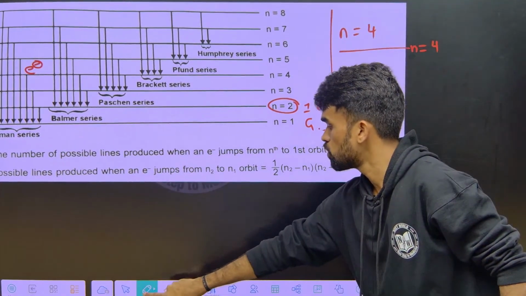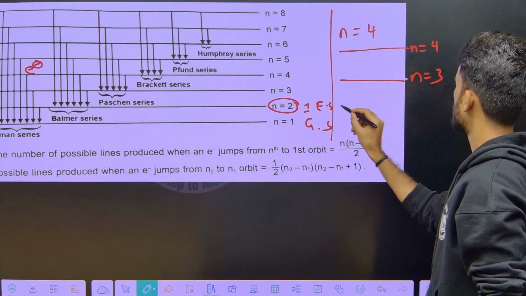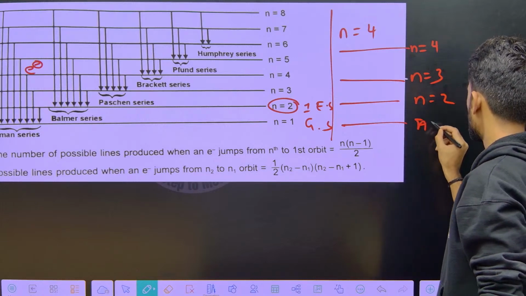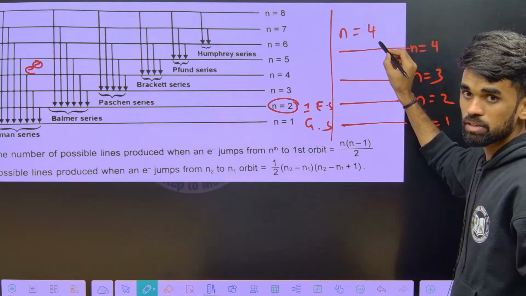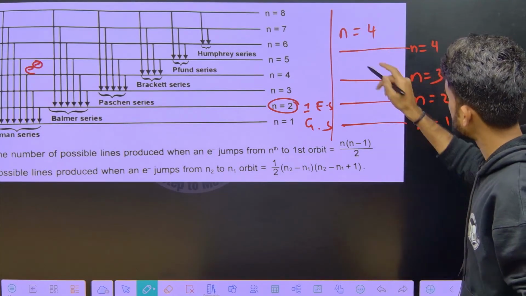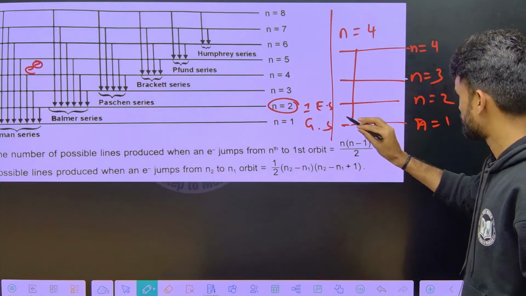N equals 4. 3, 2, 1. Like this I am making. So now the electron present in this level can directly come to the first level. Yes or no?